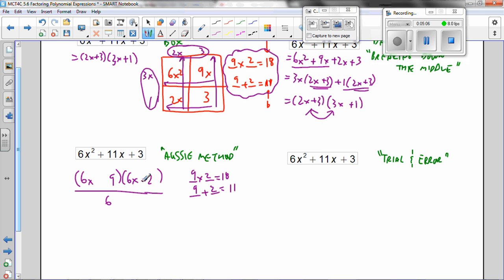Well, this doesn't look like the other ones, does it? Well, I've got some common factors in here. You see there's a common factor of 3 in this first bracket, right? And in this one, there's a common factor of 2. Then I can cancel the extra factors, and there are the factors that I want left over, the Aussie method.